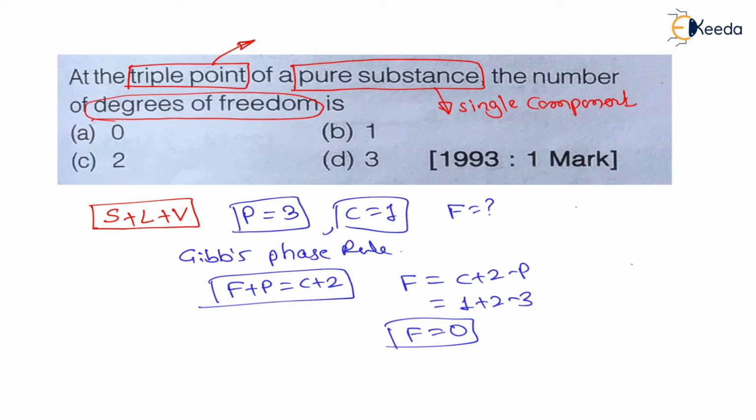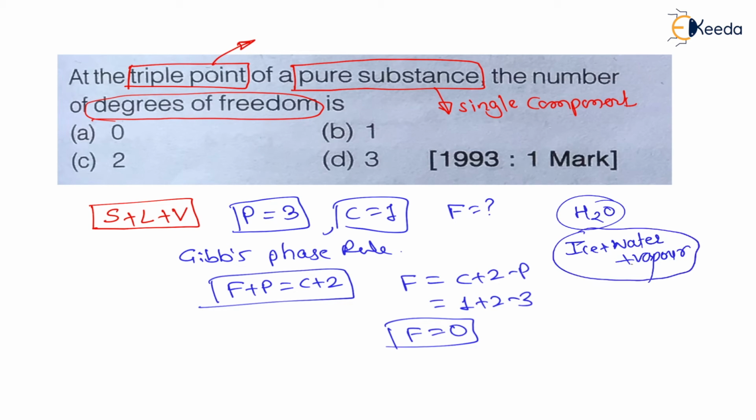And water is a pure substance, H2O. That is, the mixture of ice plus water vapor is a pure substance, right? Therefore, at this state, we have solid, liquid, as well as gaseous form, but it is only one component as it is a pure substance.